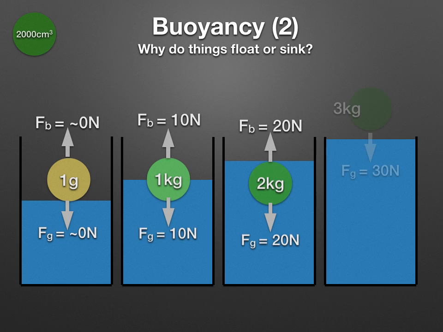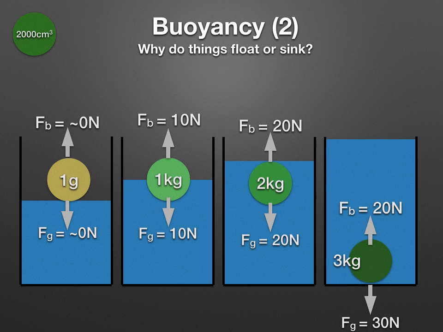Finally, if we increase the mass of our object to 3 kilograms, or a gravitational force of 30 newtons, the object will sink to the bottom of our tank, still displacing 2 litres and thus giving an upthrust of 20 newtons, but this isn't enough to counter the gravitational downward force of 30 newtons. In order for the object to be at rest, there must now be a reaction force of 10 newtons on the bottom of the tank.